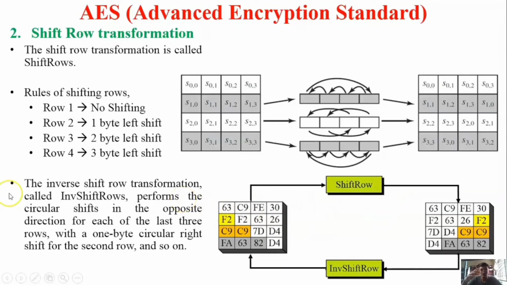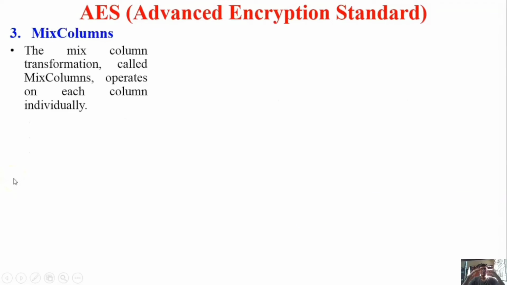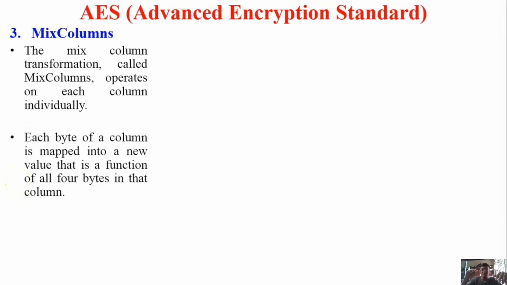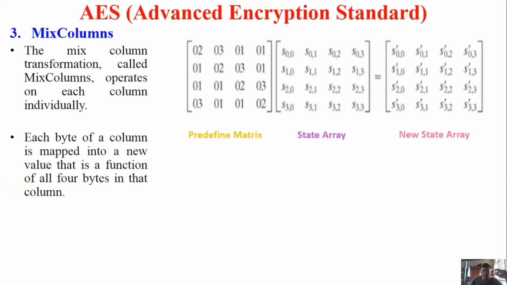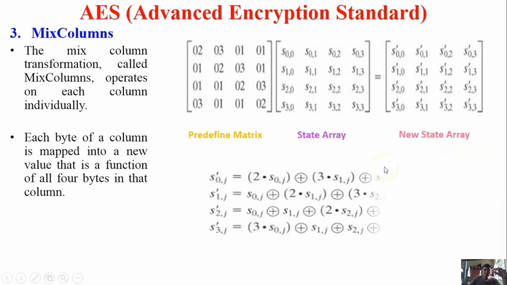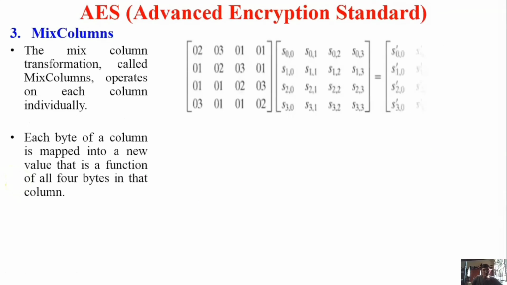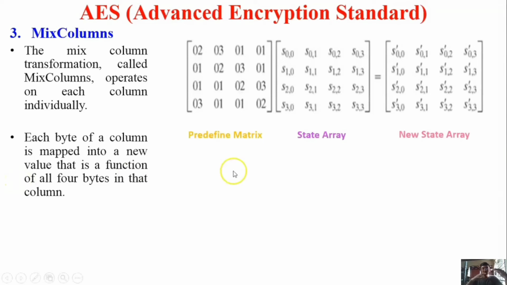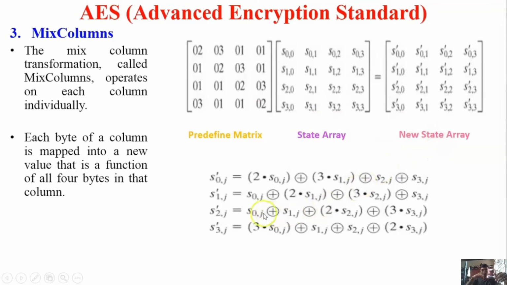Now the next one is mix column. In mix column transformation, mix column operates on each column individually. Now see in this diagram there is a predefined matrix multiplied by the state array and it generates a new state array. So how does it process? Individually. You can see over here how it multiplies.